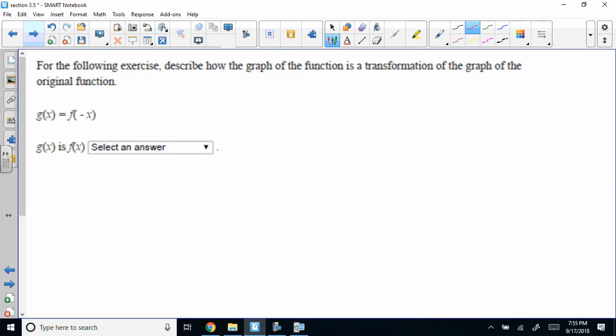For the following exercise, describe how the graph of the function is a transformation of the graph of the original. G of x is equal to f of negative x. So g of x is blank. G of x is f of x what? Y'all remember which one it is? I don't know. Look at it.